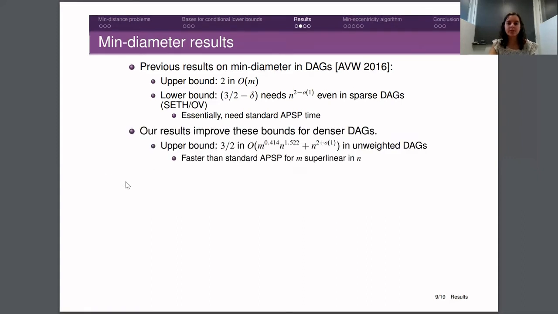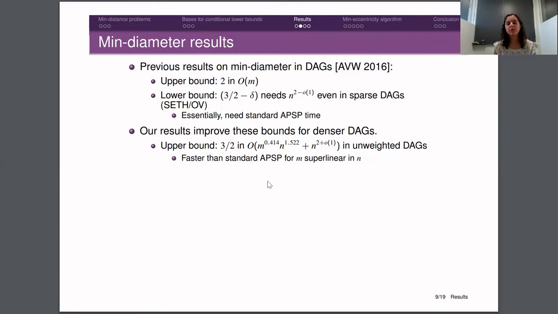So what we did was we improved these bounds for denser DAGs. For our upper bound, we found a 3/2 approximation algorithm with this funky looking runtime in unweighted DAGs. This runtime is faster than the standard APSP algorithm if m, your number of edges, is superlinear in n, like n to the 1 plus epsilon kind of thing.